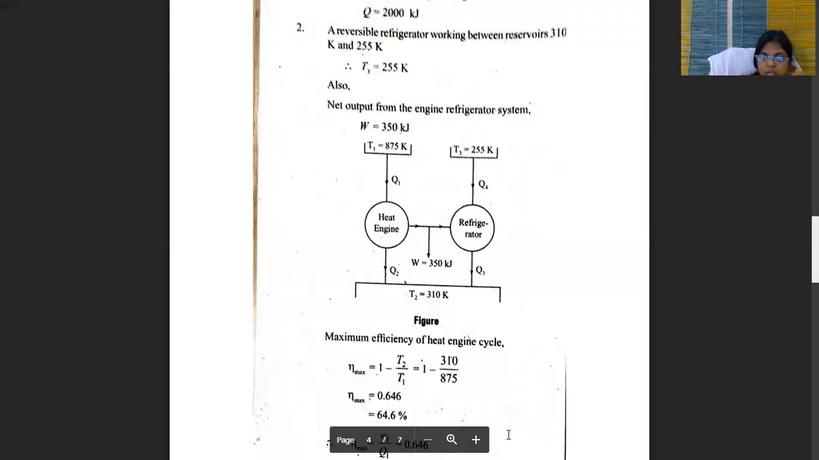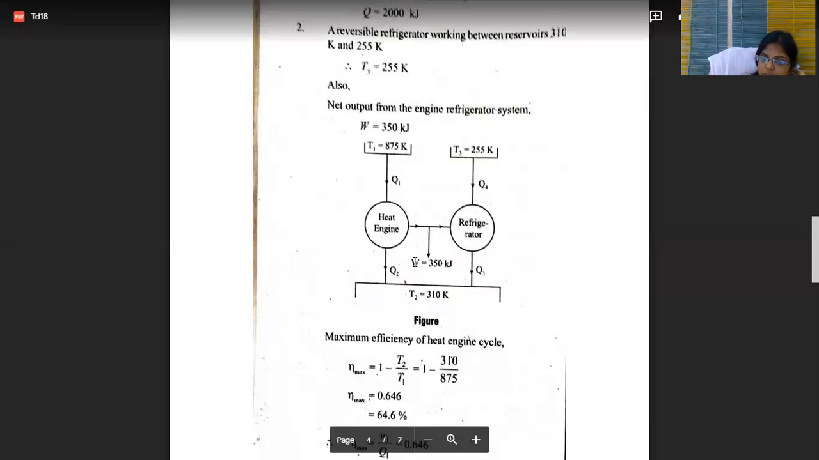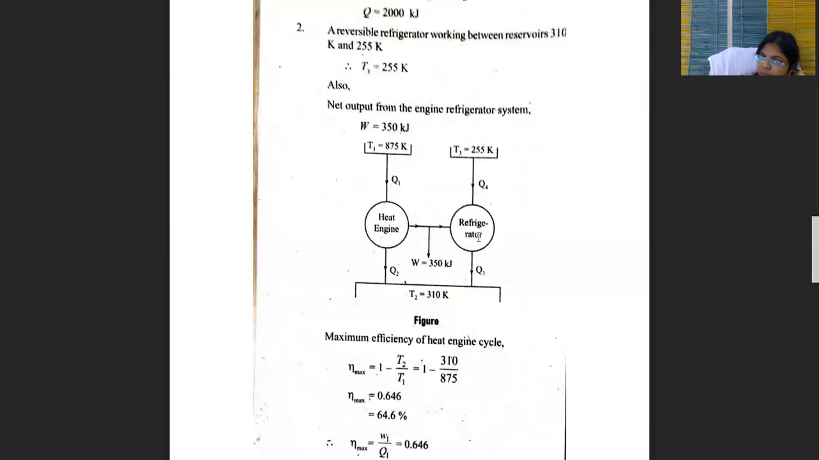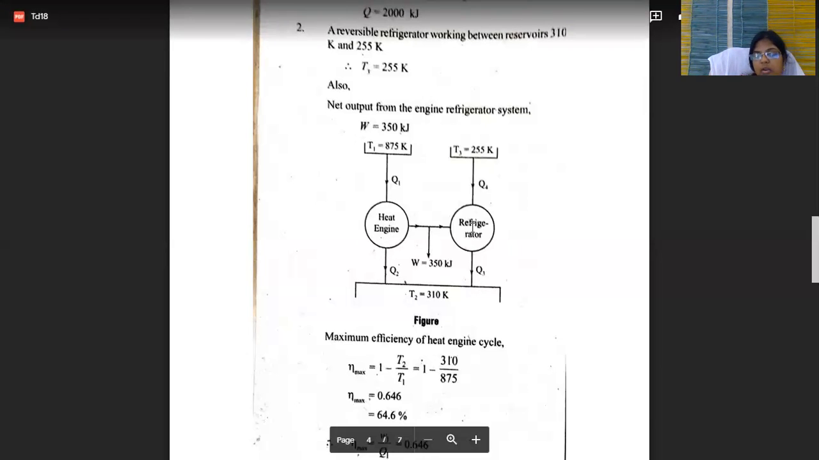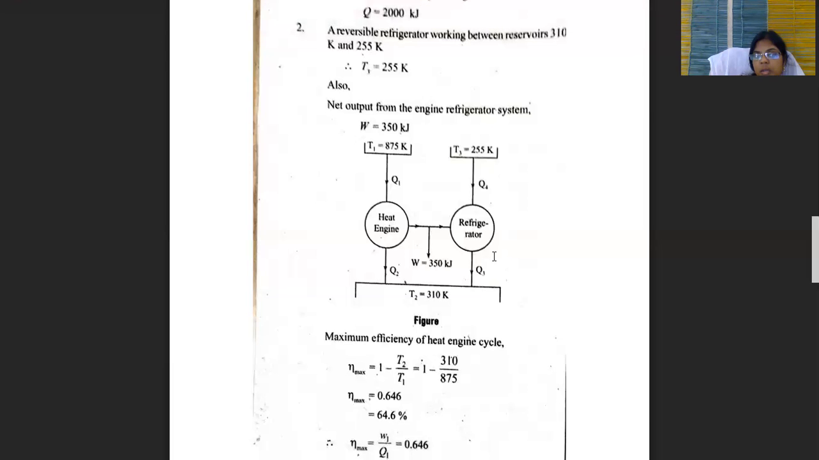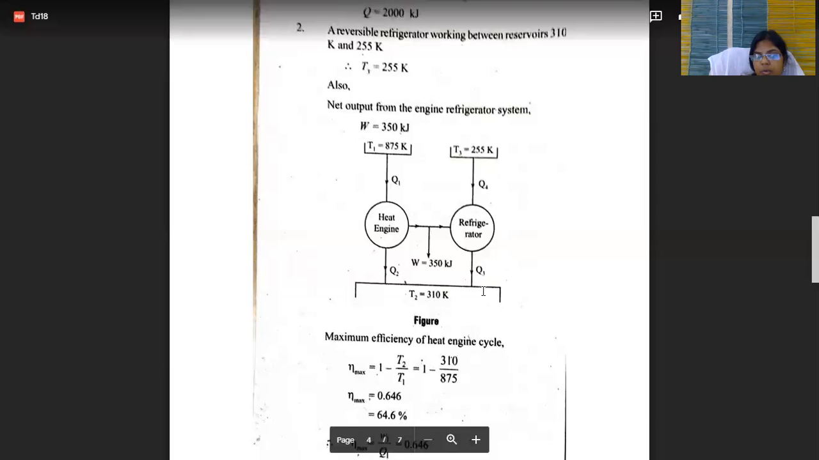that we call a heat pump and refrigerator. Heat flows from higher temperature to lower temperature, we call it a heat engine. And heat flows from lower temperature to higher temperature, we call it a refrigerator. Observe clearly one thing: in heat engine, heat flows from higher temperature to lower temperature. In refrigerator or heat pump, heat flows from lower temperature to higher temperature.